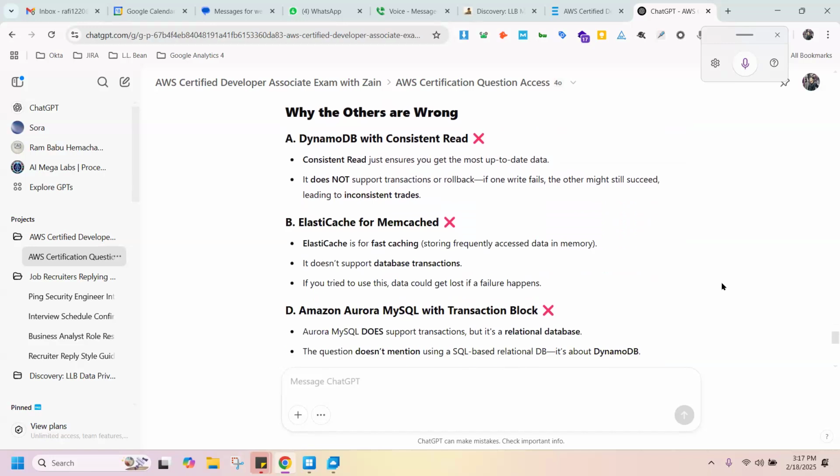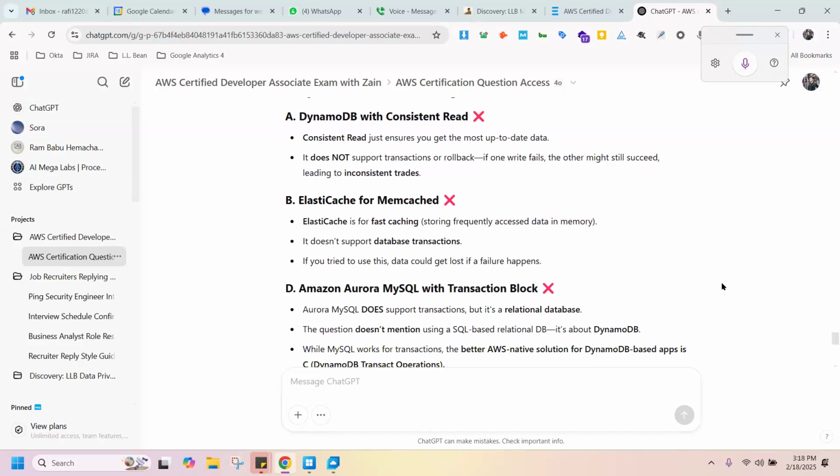This is the same thing I told you earlier: consistent read is only for reading the most up-to-date data, and the cache is used only for caching, getting the data in a very efficient, frequent way. And Amazon Aurora is a SQL database, basically a relational database, meaning the data is stored in the form of tables. So that's why we skip this one, right? Right. Makes sense.